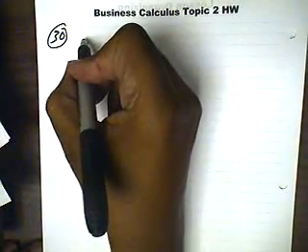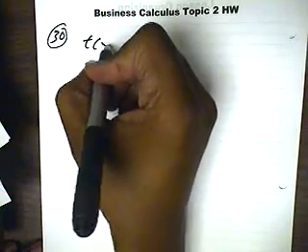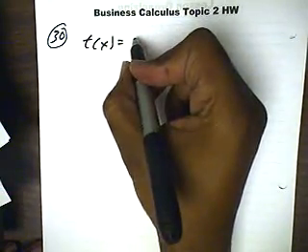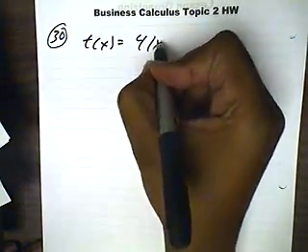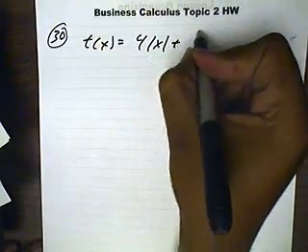Business Calculus, Topic 2 Homework. We're going to start from number 30. Number 30 asks for the derivative of the function t equals 4 absolute value of x plus 9 over x.